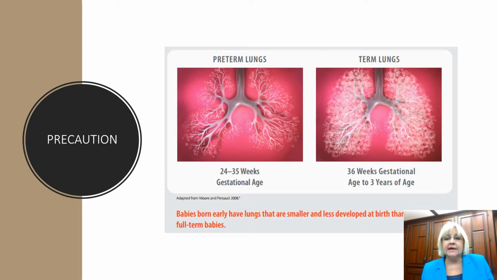When you look at the slides, you're going to see the preterm lungs on the left at 24 to 35 weeks, and then the lungs on the right illustrate a 36-week gestational age up to 3 years. So the lungs of a baby born early just have not developed as well as the full-term babies on the right. It's easy to see why they would struggle so much to breathe when you look at these two slides here.